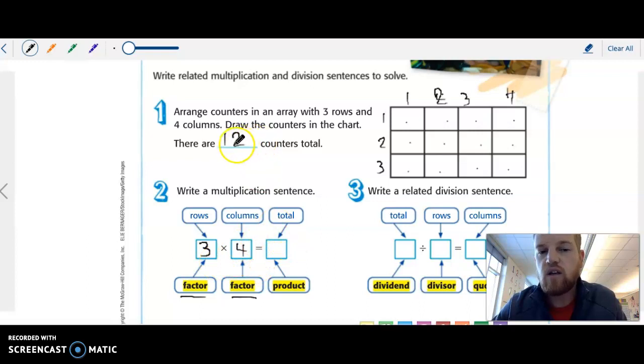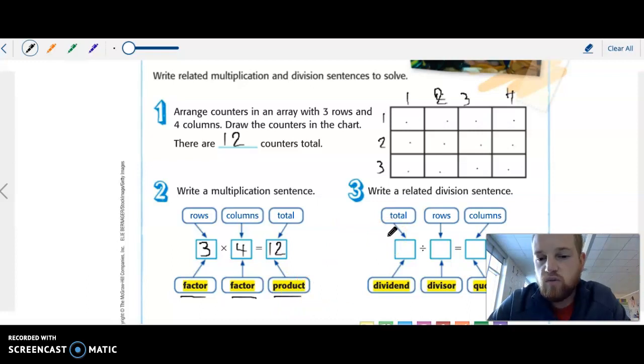Now, we knew already that our 12 here would be our total counters, and this tells us that's how many total we have. We know that if we have 3 rows with 4 columns, we're going to end up with 12. All right, and this is our answer. In this case our answer is called our product. So whenever we have a multiplication problem, our answer is going to be called our product. Just like when we had addition problems, our answer is called a sum. And for this one, we use the word product.